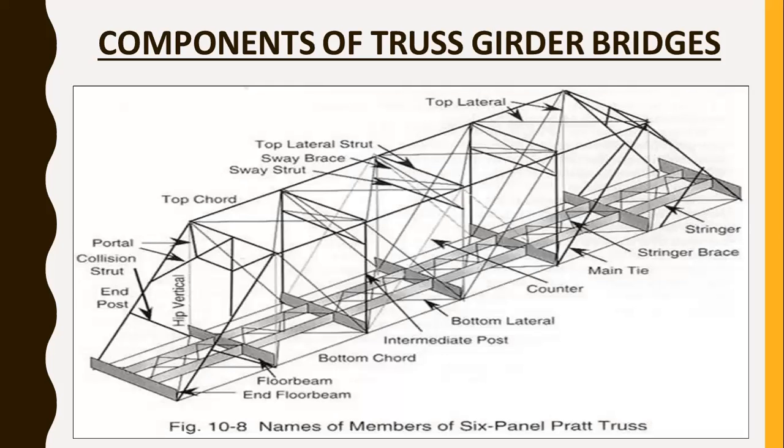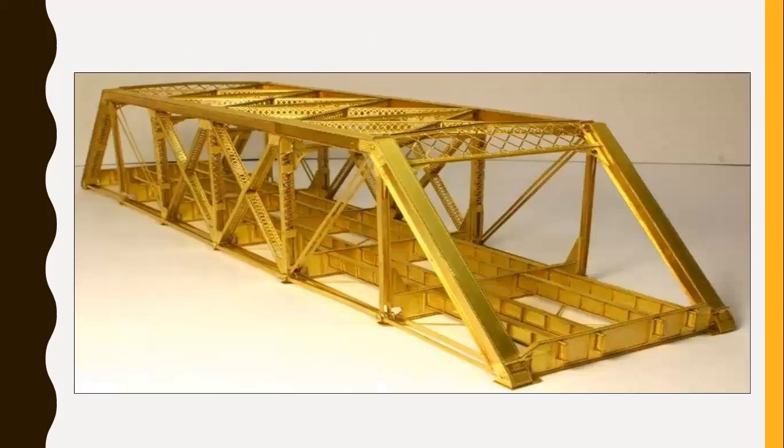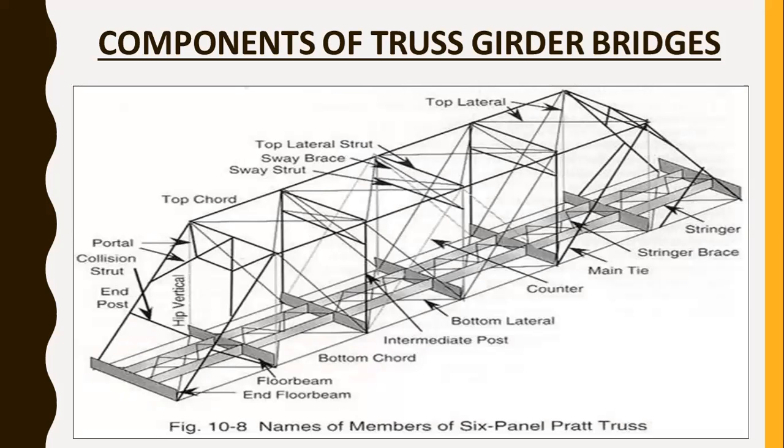Now we can talk about various components of this truss girder bridge, also known as a through type truss bridge. So what are the components? It has the main vertical truss, floor system, bottom lateral bracing, top lateral bracings, portal bracings, and sway bracings. So there are different types of bracings also provided.